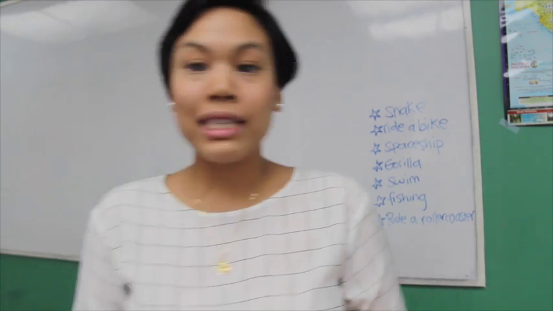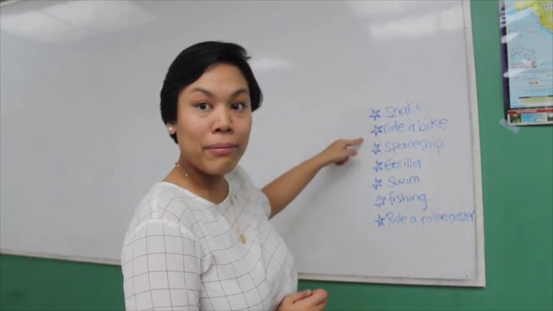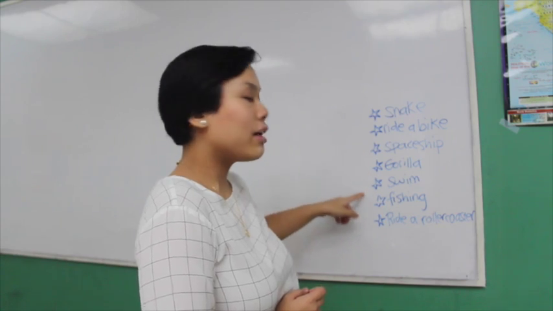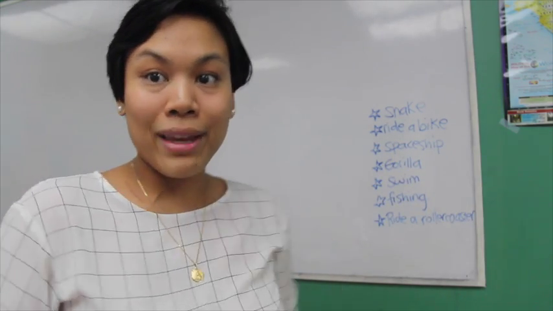So you go through, you flash to slide number 6, and then you give them these words one at a time. Snake, ride a bike, spaceship, gorilla, swim, fishing, and ride a roller coaster. Give these words one at a time. It's in the ELEX guide, the word file, the PDF. Stick to the 30-second time limit.